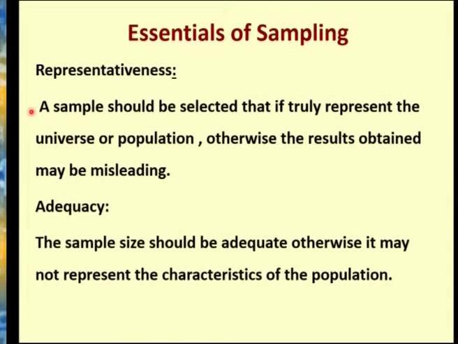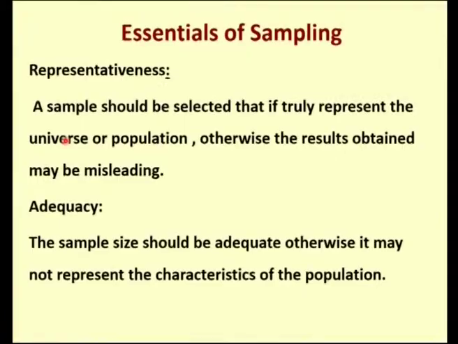Representativeness: a sample should be selected so that it truly represents the universe or population, because it is a small portion of the population. Sample is nothing but a small subset or small part of the population. It should truly represent the population, because we draw the conclusion about the population based on the samples only. So, if it does not represent the population, then the conclusion we get will be misleading. So, we should be very careful about taking a sample, and we have to check whether it truly represents the population.